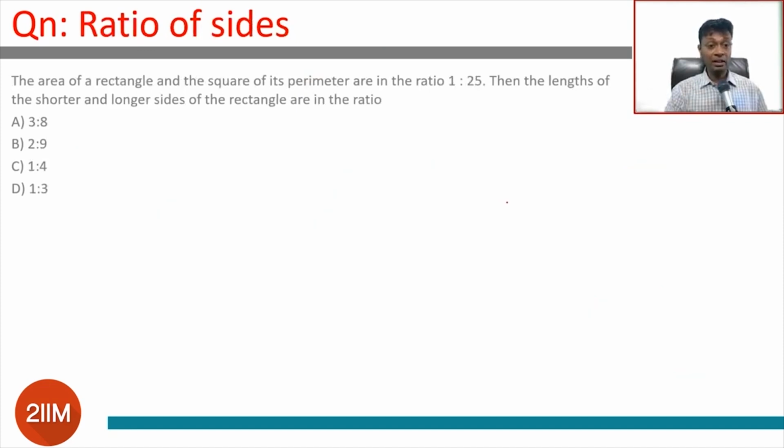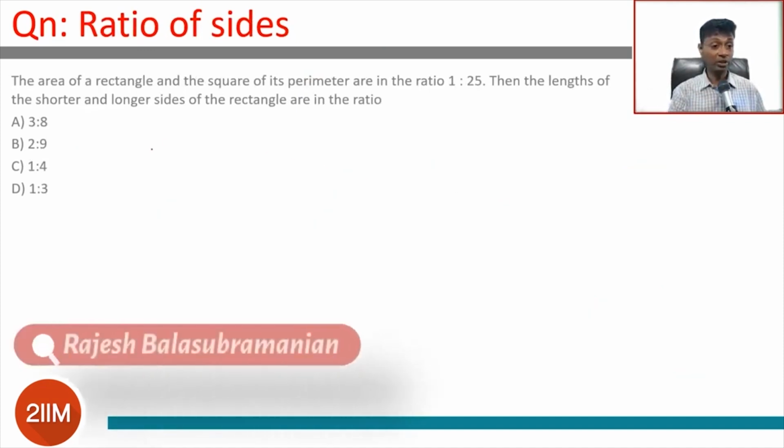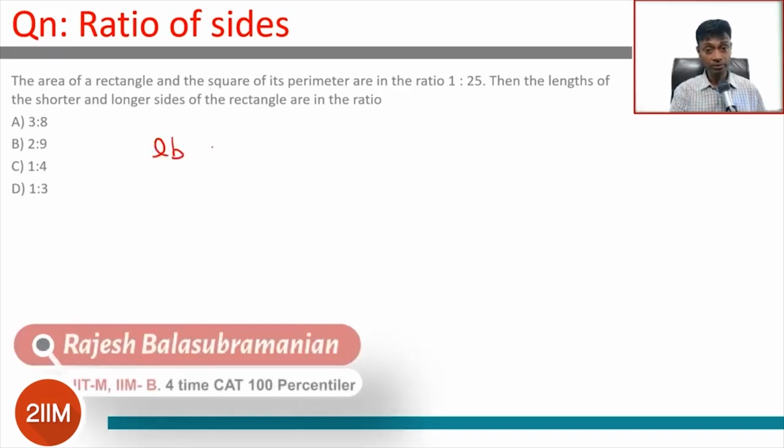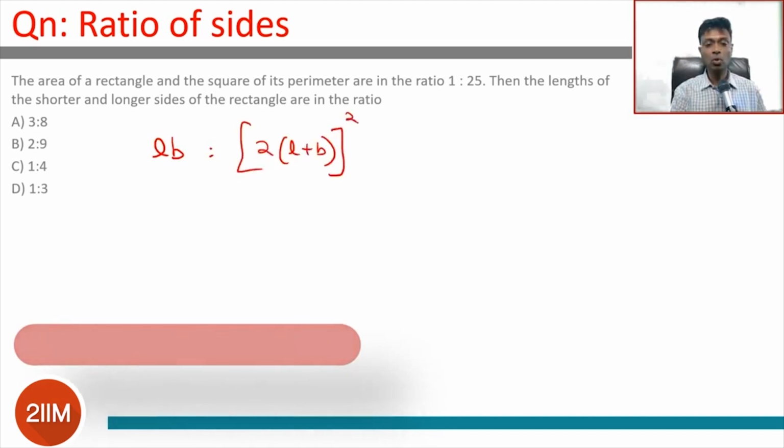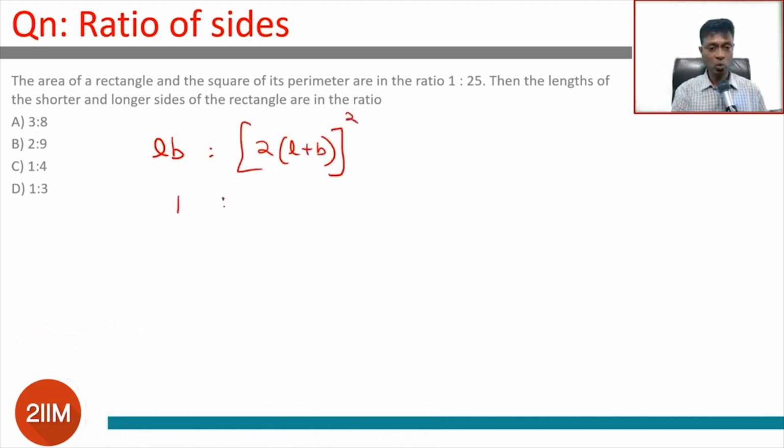Area of rectangle and the square of its perimeter are in the ratio 1:25. L into B is to 2 times L plus B whole square is 1:25.